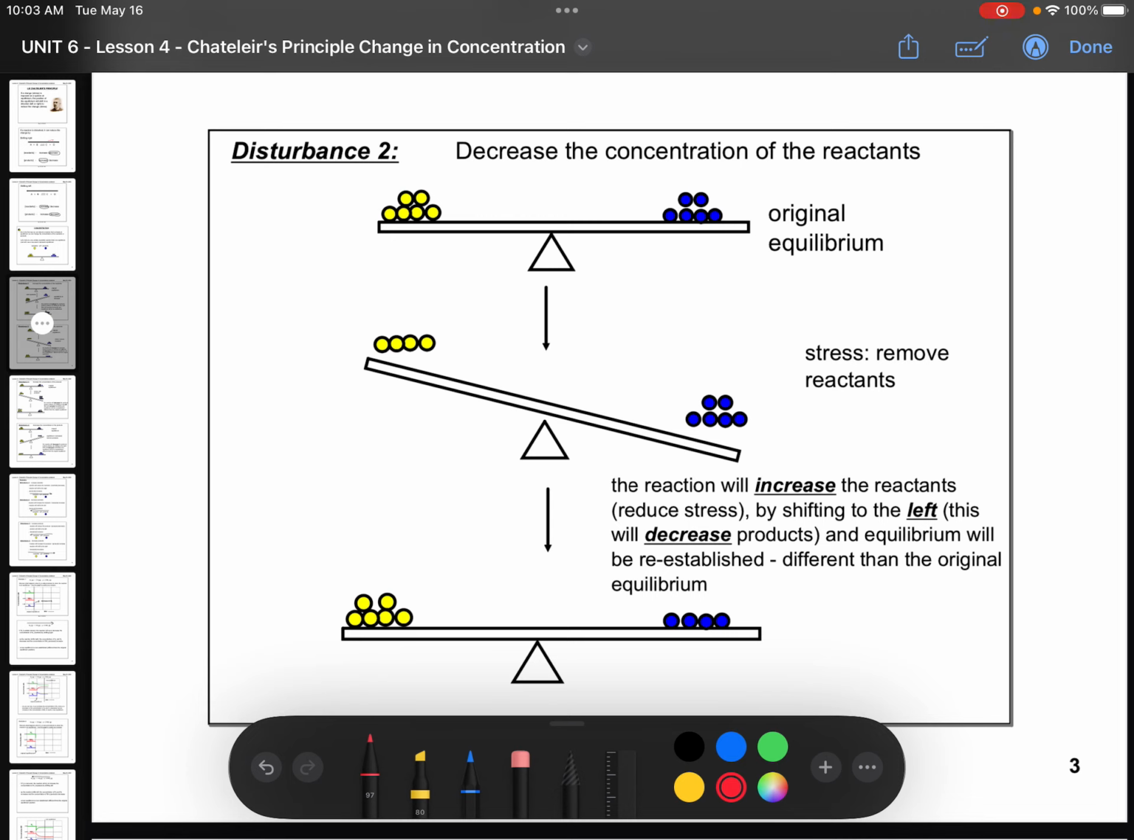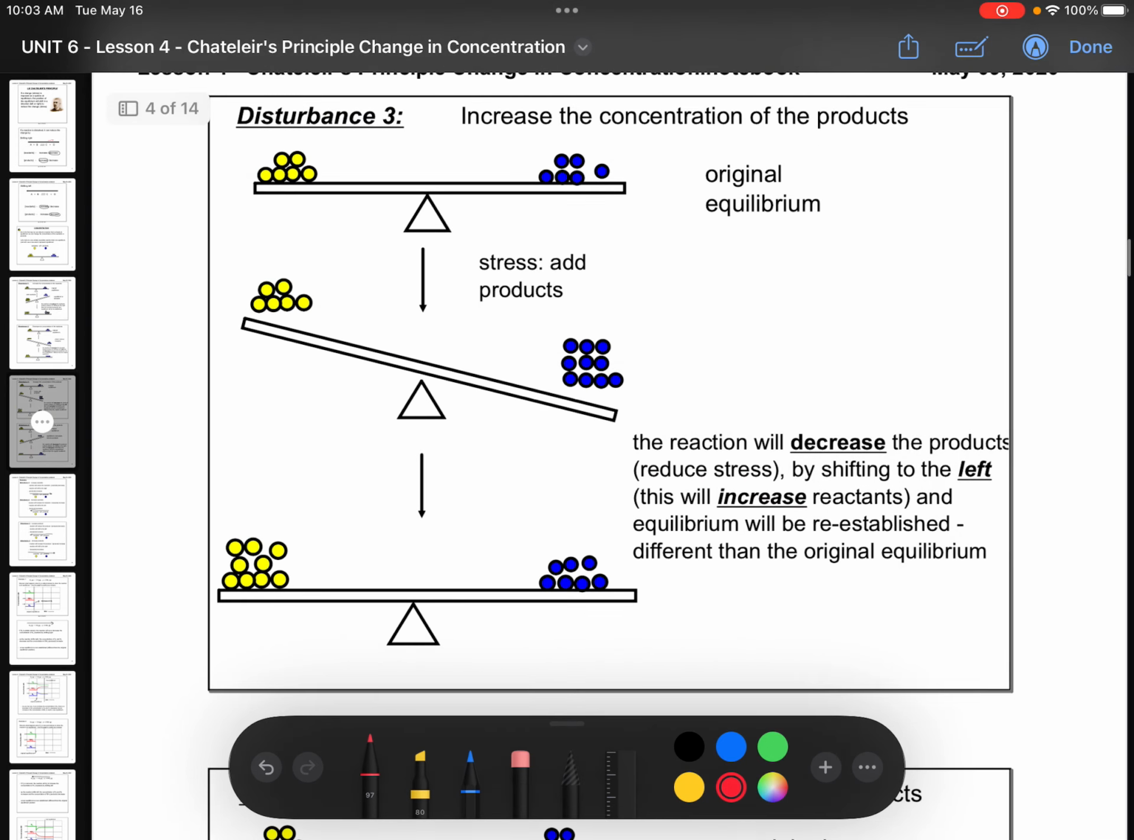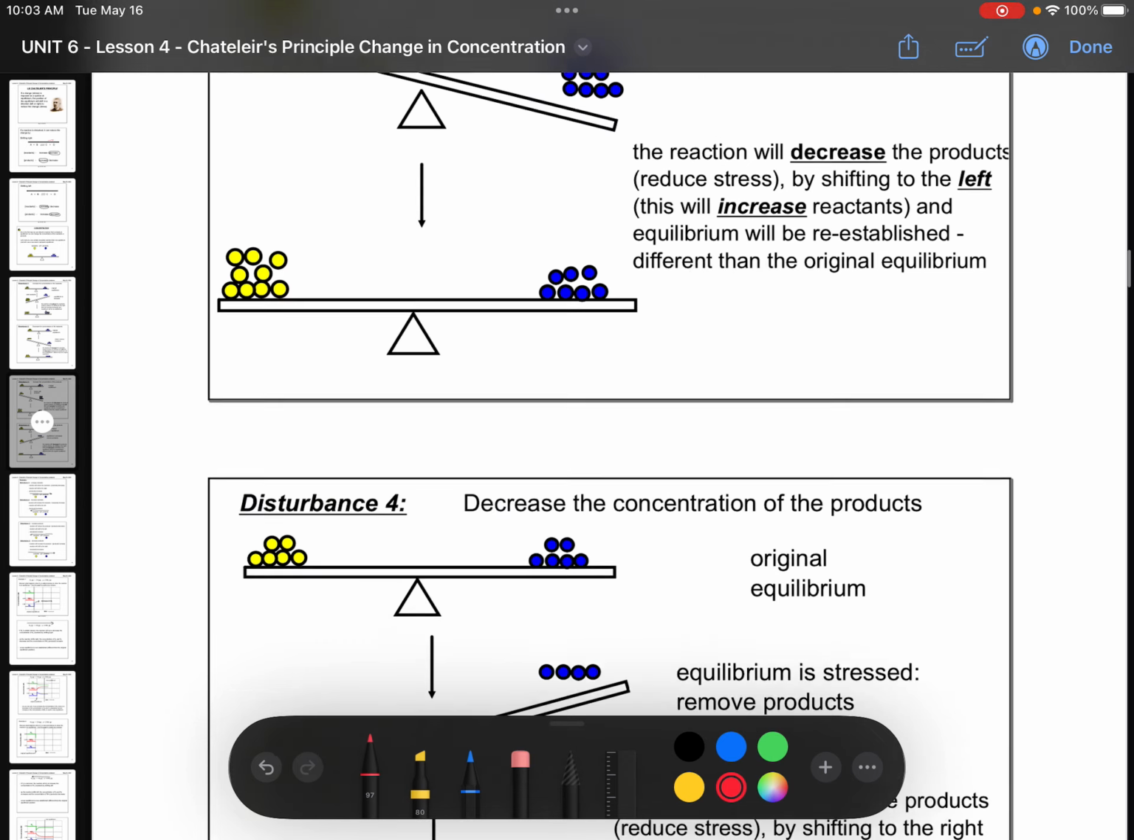The second disturbance is a decrease in concentration of reactants. So the first 2 are focusing on just the reactants, whether we increase or decrease the concentration. So if we decrease the concentration of the reactants, then that means there's going to be more stress. So in order to reduce that, we increase the reactants by shifting to the left, and we will reduce our products.